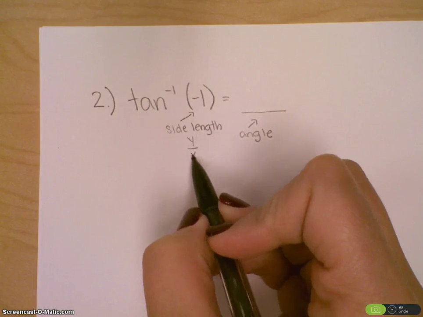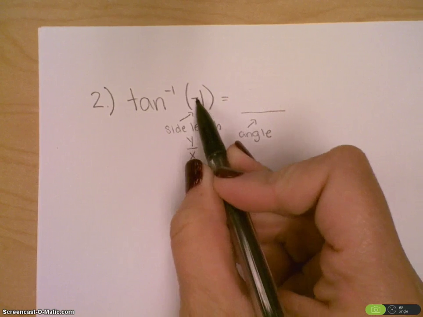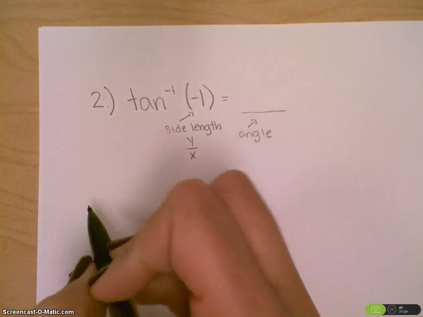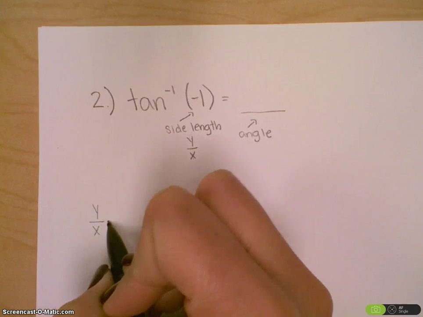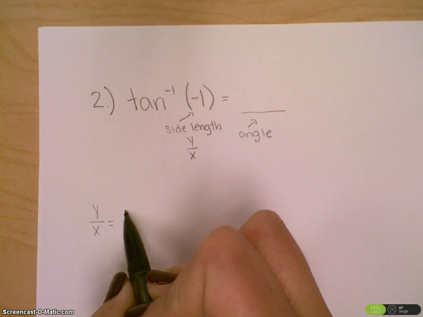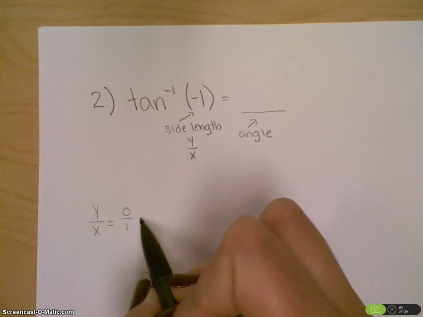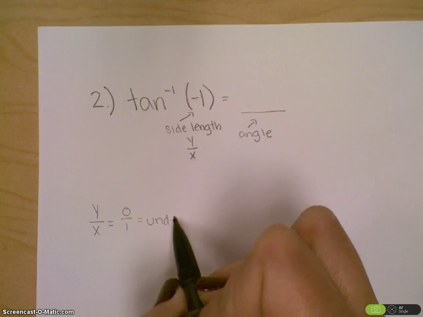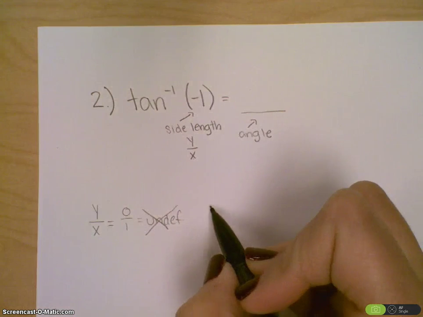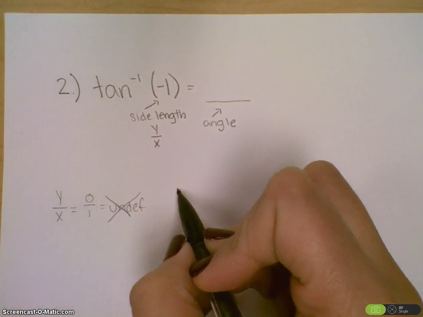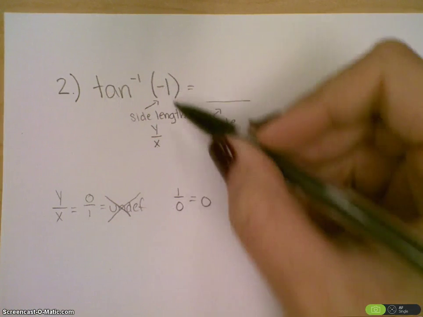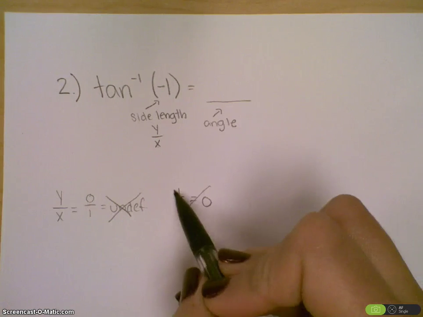So we're looking for a ratio of the y divided by the x to be a negative 1. Some common mistakes by students would be that the y divided by the x must be a combination of 0 and 1. However, if you use the guess and check method, 0 divided by 1 is undefined. Therefore, this is not the correct ratio. The other most common mistake is 1 divided by 0, which is 0. Again, not the correct ratio we are looking for.